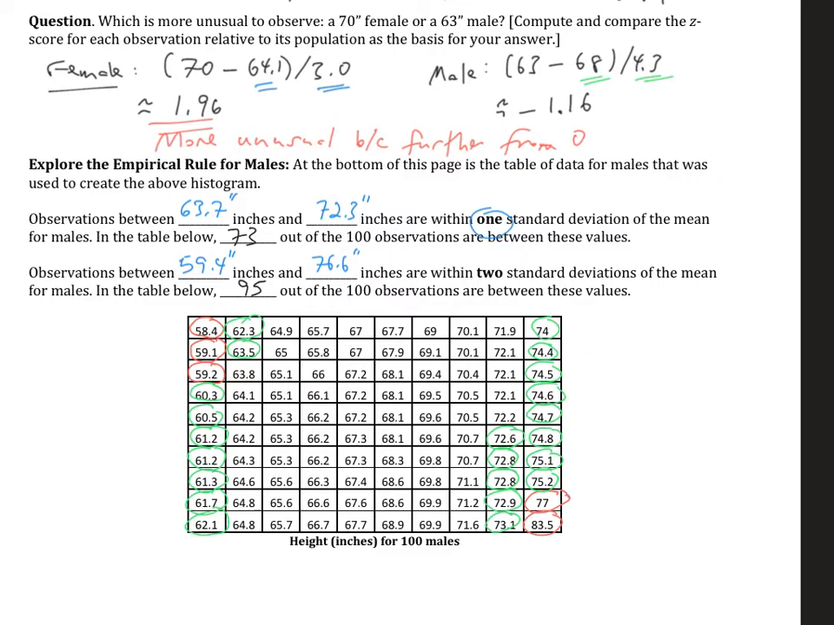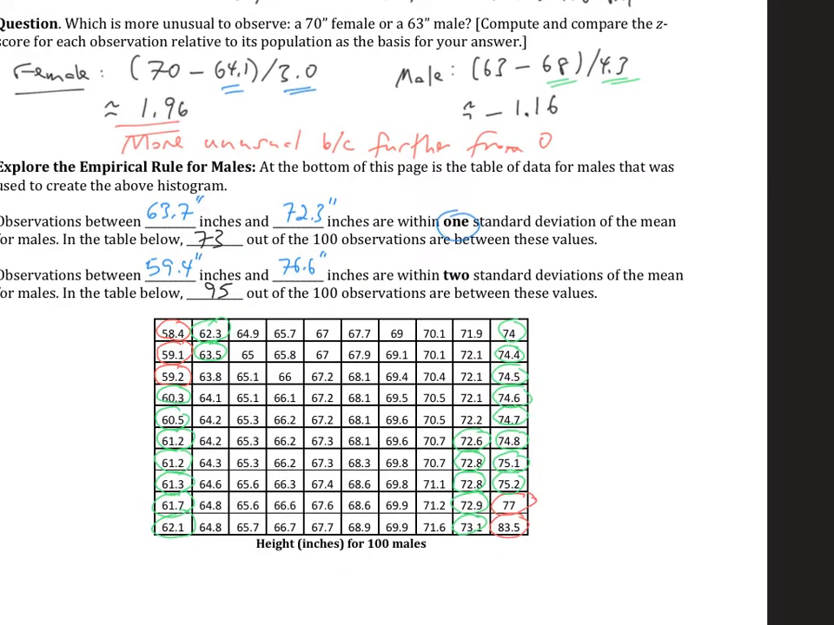So remember, the empirical rule predicts that there are about 68% within 1 standard deviation and about 95% within 2 standard deviations. And we can see with this table of data that those numbers are about right. In fact, for this one, it was exactly 95%. 95 out of 100 is 95%. 73 out of 100 is 73%, so it's not quite that, but we at least get the idea that these numbers are in the ballpark for a normal set of data.